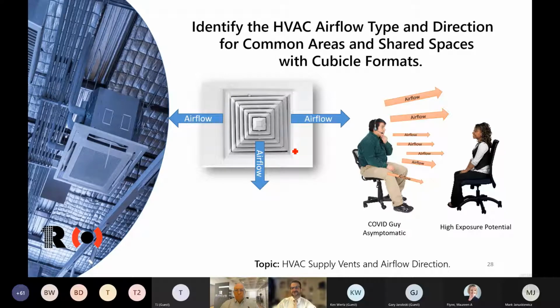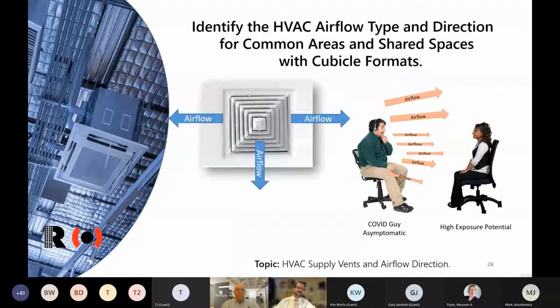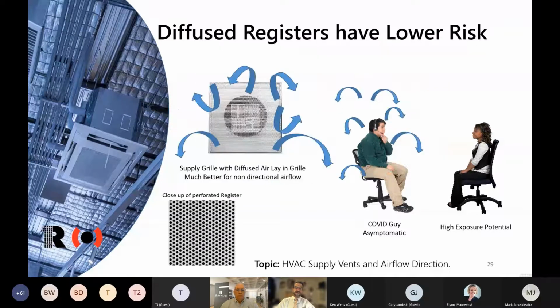I know that a lot of your schools don't have these, but for those that do, there is something that can be done, because there are different types of registers. This one is a strict directional airflow. This one is what's called the diffused register. You may or may not have them. You can tell them because they have thousands of little perforated holes in them. It diffuses the air and allows it to mix in a more chaotic fashion instead of a linear fashion into the room. And they lower the risk.